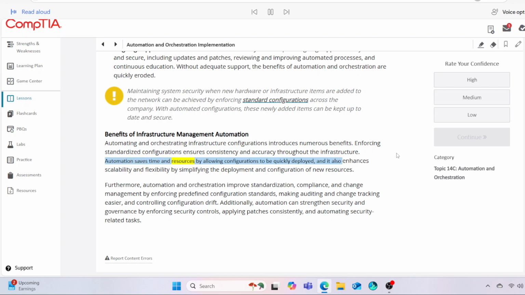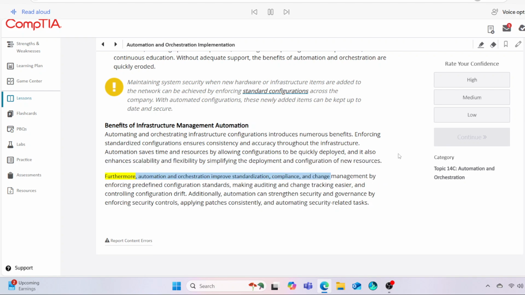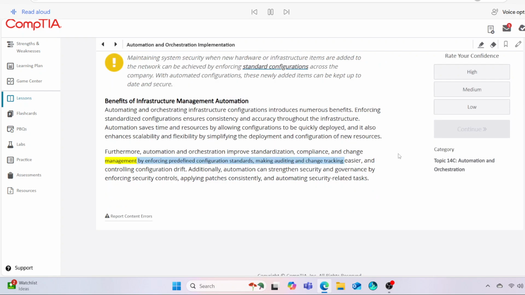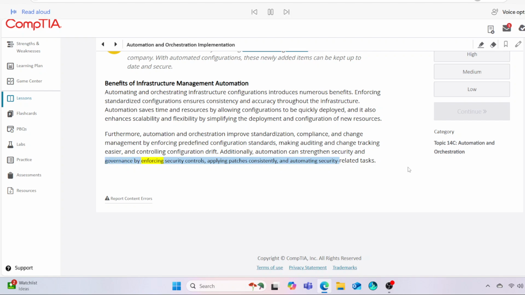Automation saves time and resources by allowing configurations to be quickly deployed, and it also enhances scalability and flexibility by simplifying the deployment and configuration of new resources. Furthermore, automation and orchestration improve standardization, compliance, and change management by enforcing predefined configuration standards, making auditing and change tracking easier, and controlling configuration drift. Additionally, automation can strengthen security and governance by enforcing security controls, applying patches consistently, and automating security-related tasks.